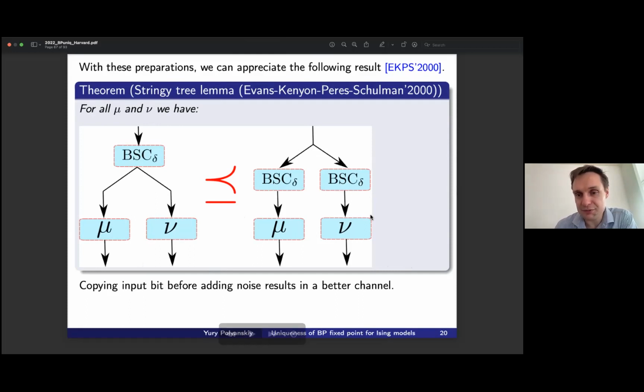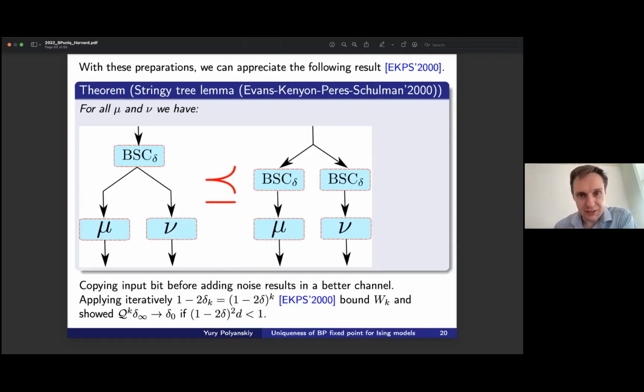That's a surprising fact. It's not trivially true. It's a truth which is hard to show, and it relies on the binary alphabet a lot. They used it to prove something that we don't care about in this talk, so let me skip it. But this is just the general concept.